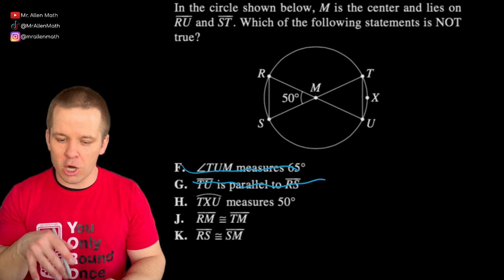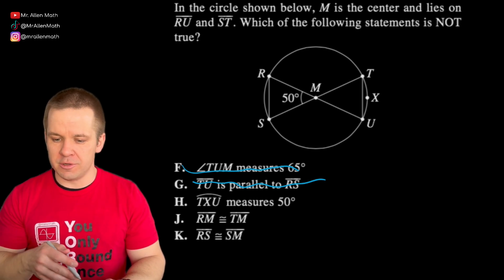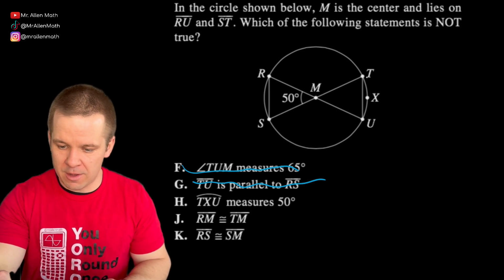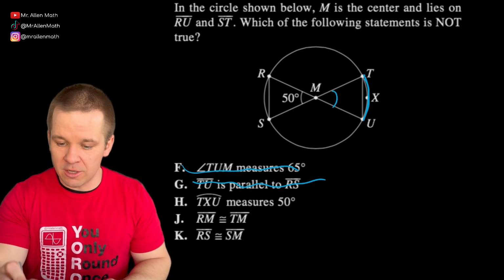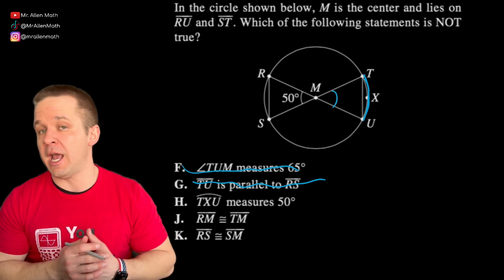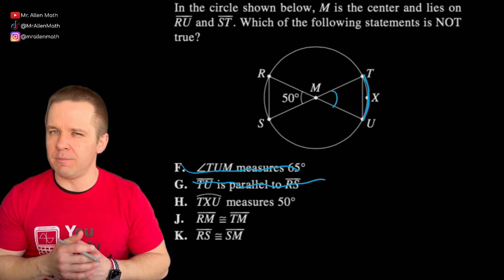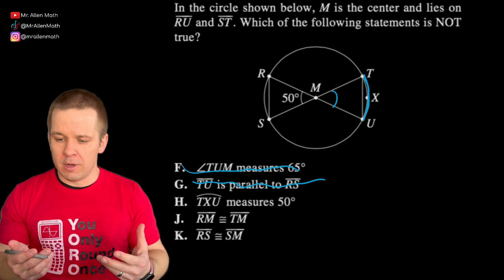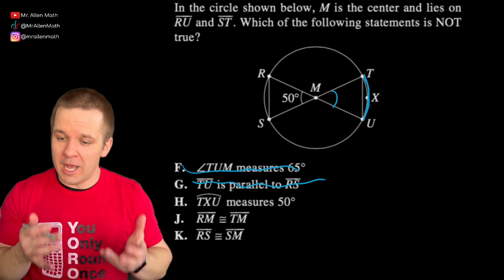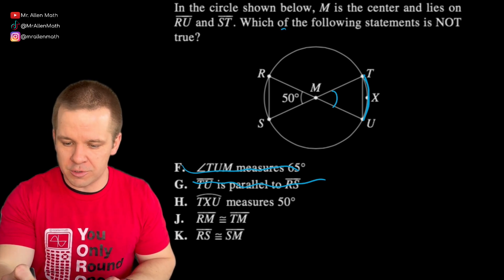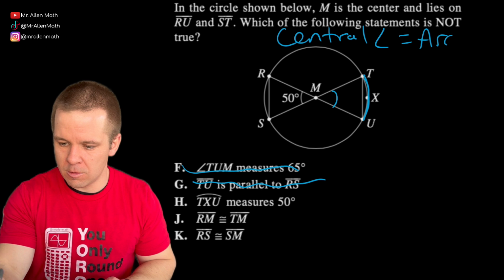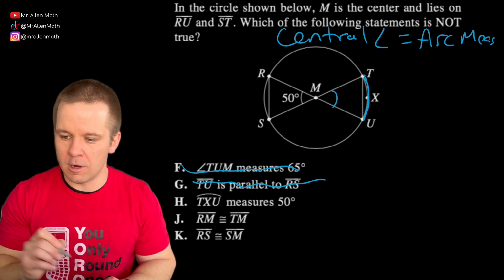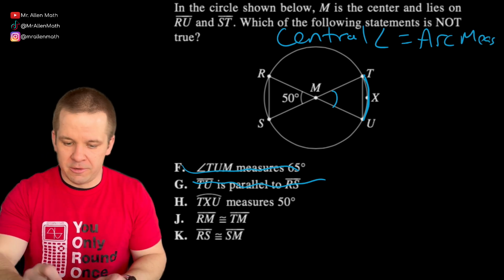Then it says arc TXU measures 50 degrees. We're talking about this arc right here. Does that measure 50 degrees? Well, we said this angle is also 50 because those are vertical angles, or opposite angles, as some people refer to them. So they're congruent. And the central angle is equal to the arc measure. So central angle equals arc measure, so that's also 50 degrees.